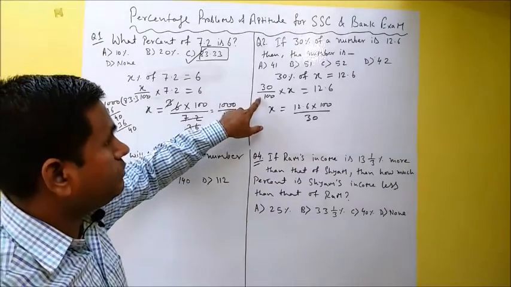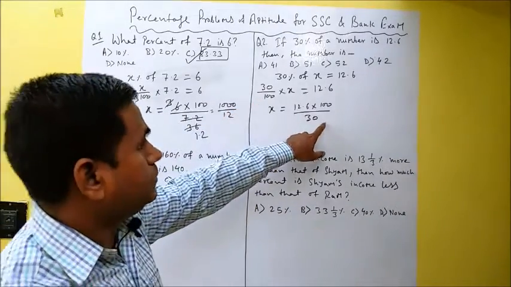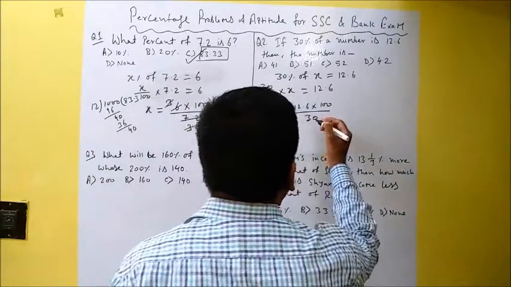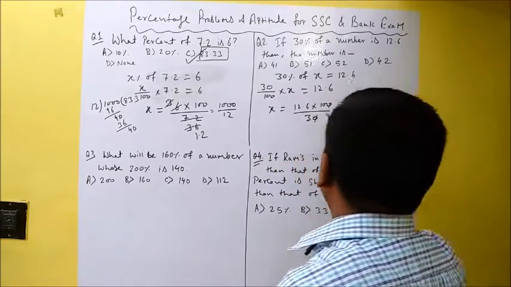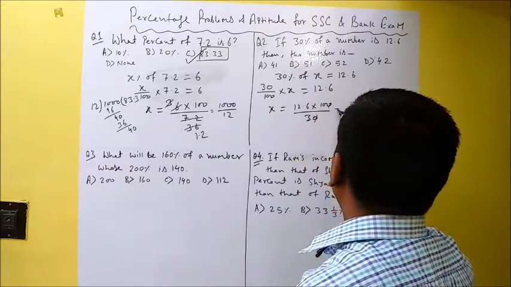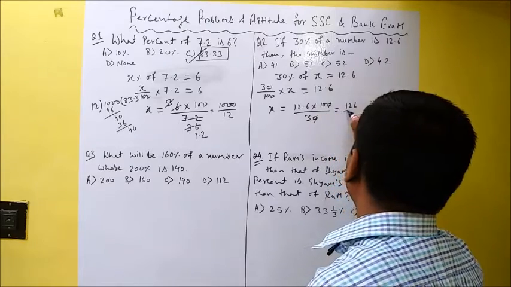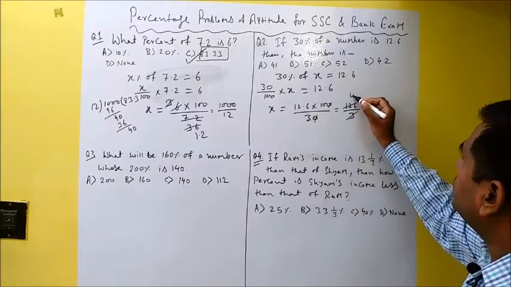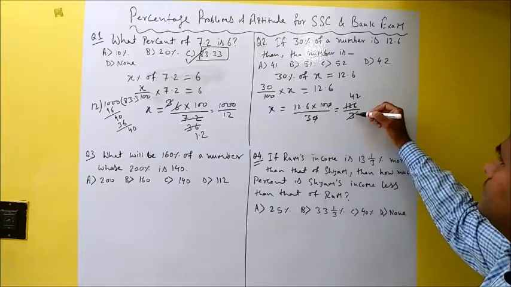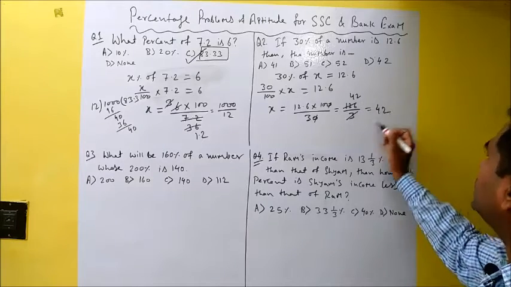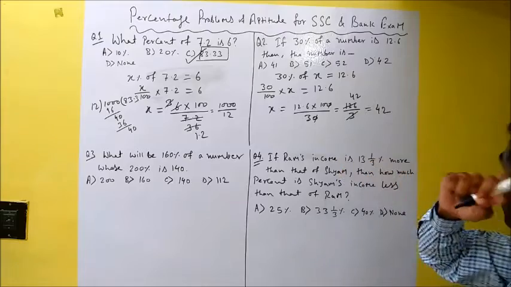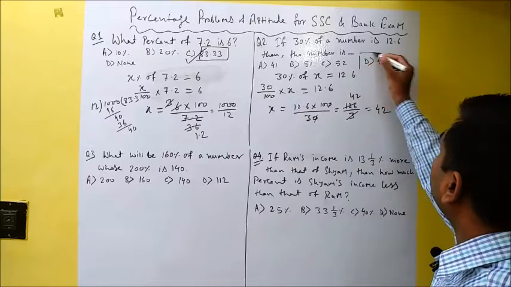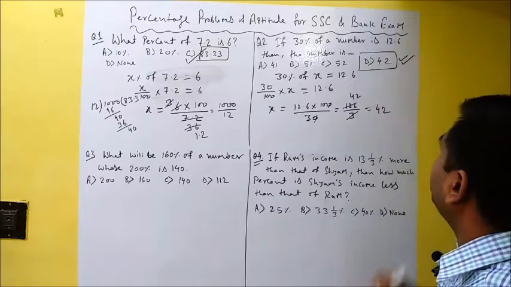Hope you know this: we transfer this fraction to the other side of the equality sign, and the fraction will be reversed. Now we can cancel this 0 here, and then this 10 will be multiplied to 12.6. It becomes 126 upon 3. The decimal will go off, and with 3 if we cancel, 4 3s are 12, and 3 2s are 6, 42. So 42 is the answer. Let us see whether 42 is given in the options. 41, 51, 52, 42. So D is the correct answer for the second question.